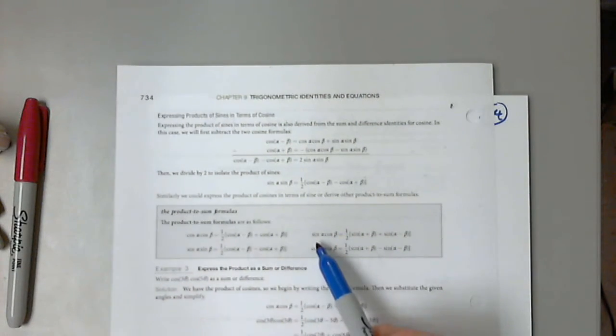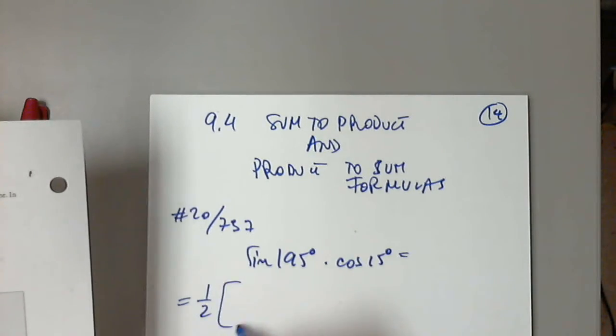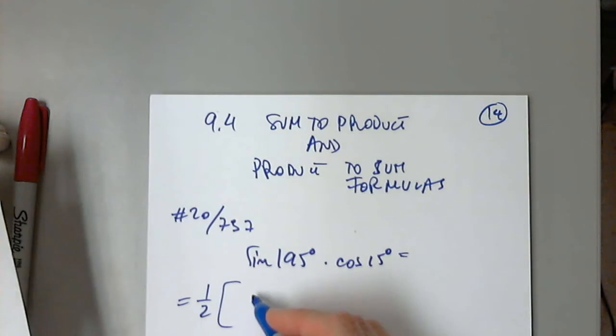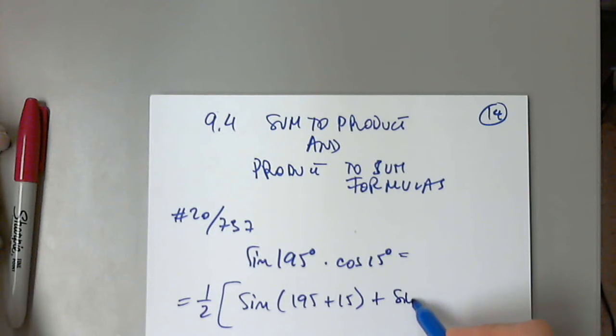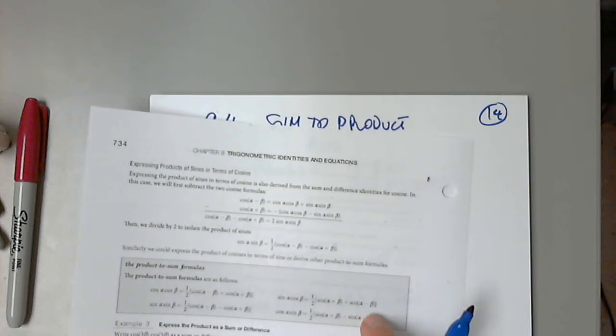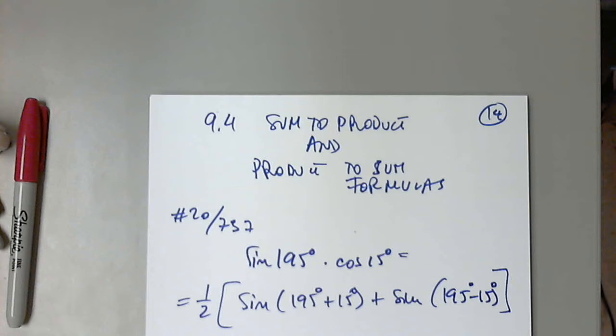So here it is. Sine, cosine, 1/2 in front, sine of the sum of the angles, plus sine of the difference of the angles, 195 minus 15. And then we'll perform the calculations. So we are changing a product of two functions, sine, cosine, into a sum of two sine functions, which is much easier to calculate.